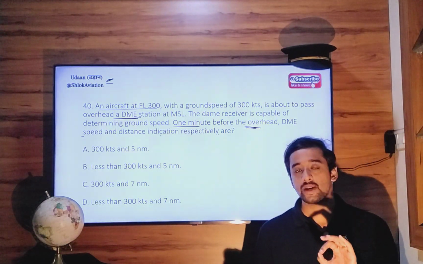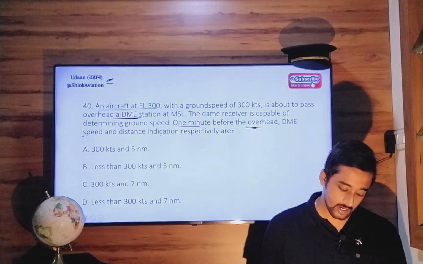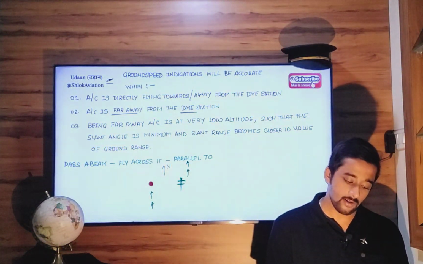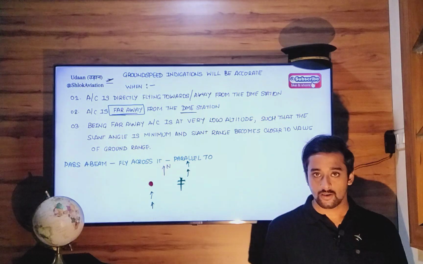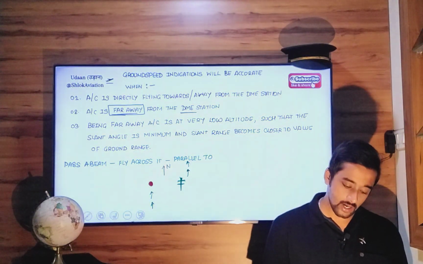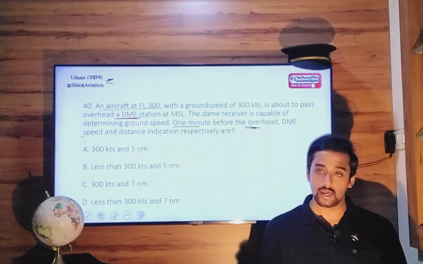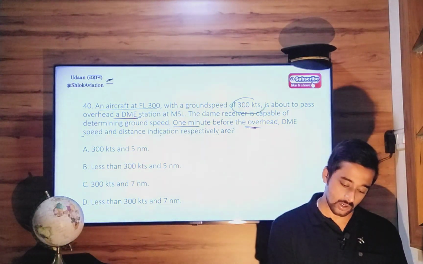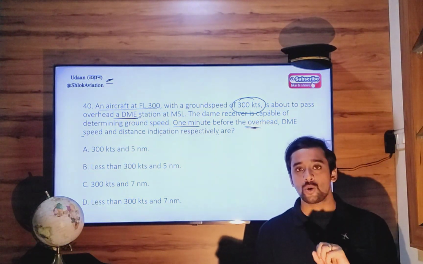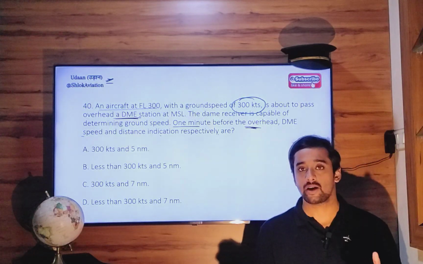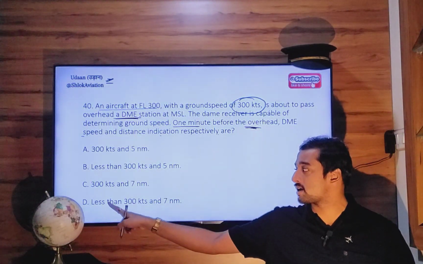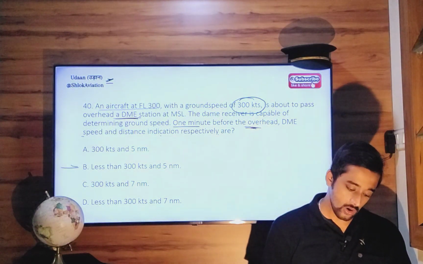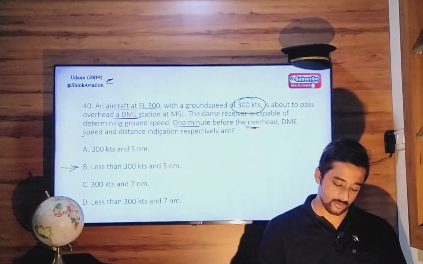Okay, so DME speed and distance indication will be what? Now DME ground speed indication will be accurate, like mentioned here, if and only if your aircraft is very far away from the station. In this case you are only 1 minute away, that means ground speed indication will be inaccurate. So what is the ground speed given to us? 300 knots. So the ground speed indication shown to you will be inaccurate, meaning it will not be exactly 300, it will be somewhat less than 300. So either option Bravo or option Delta, either of them.